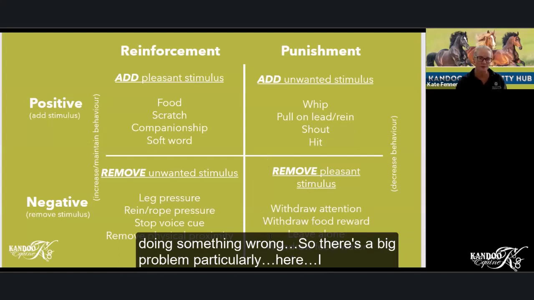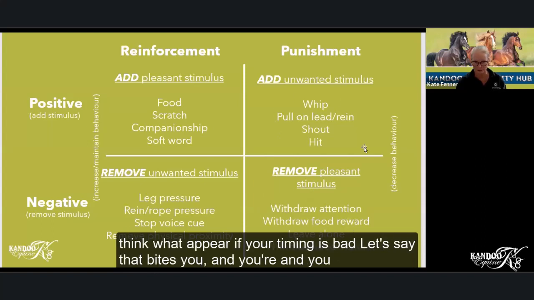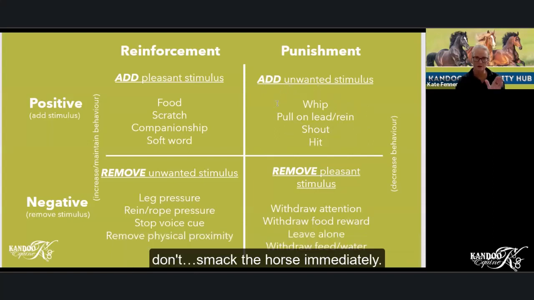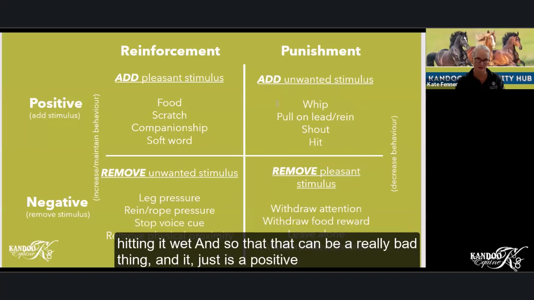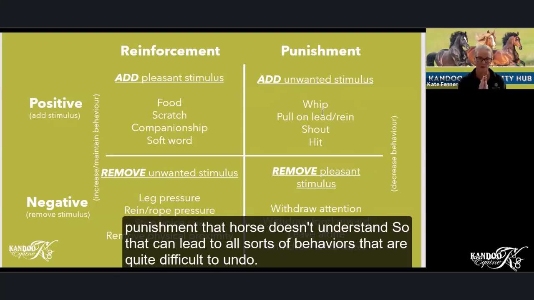So there's a big problem, particularly here, I think. Up here, if your timing is bad, let's say the horse bites you, and you don't smack the horse immediately, the horse has to know what it did wrong, and it might not know what it was that you're now hitting it with. So that can be a really bad thing, and it just is a positive punishment that the horse doesn't understand. So that can lead to all sorts of behaviours that are quite difficult to deal with.